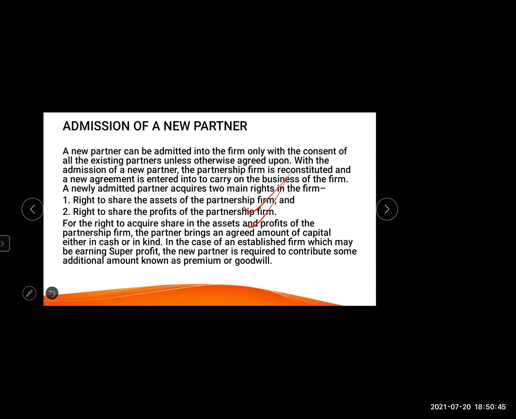Kya hai? And the profit. Whatever the profit happens, sirf A, B karenge. C doesn't want a vote. No, he is also the partner. He is also the partner in the company. So now the new person, that is C, is going to share the profit.